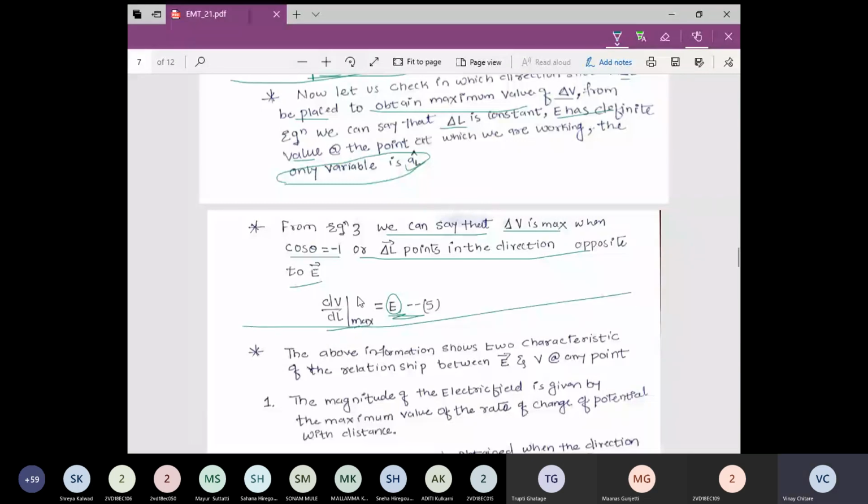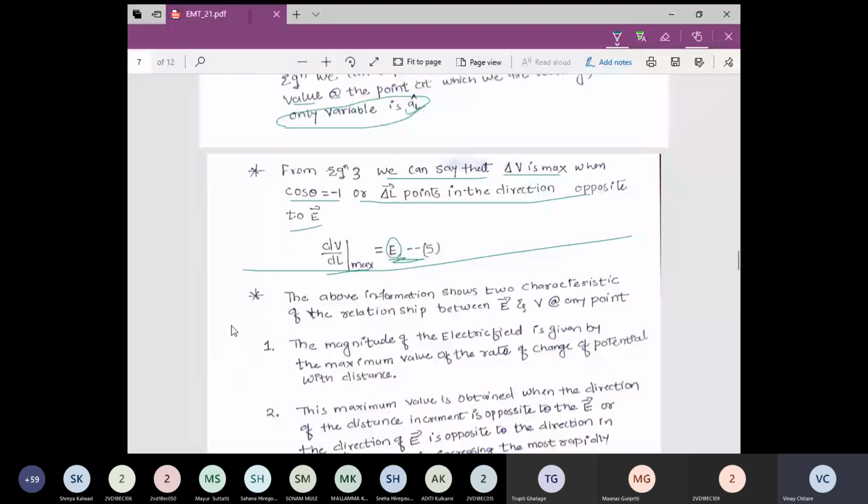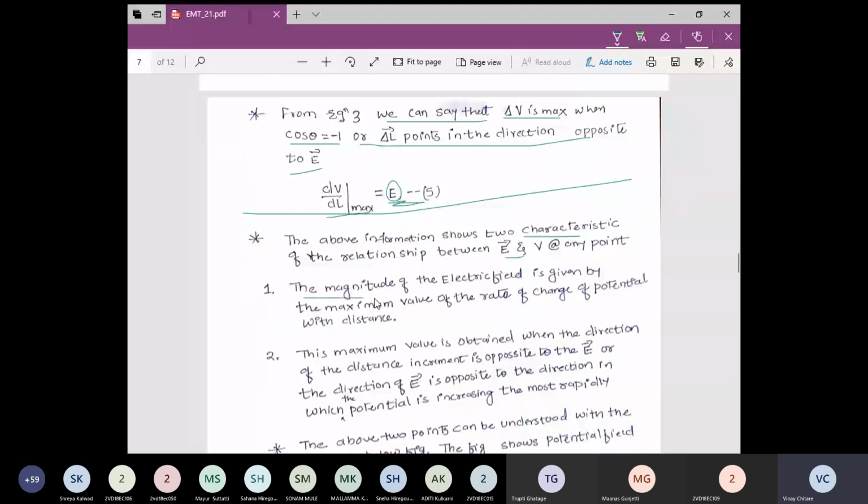So with this small exercise, we got some good information. Now what is that? The above information shows two characteristics of the relationship between E and V. The first thing is the magnitude of the electric field. The magnitude of the electric field is given by the maximum value of the rate of change of potential with distance. This is really interesting.